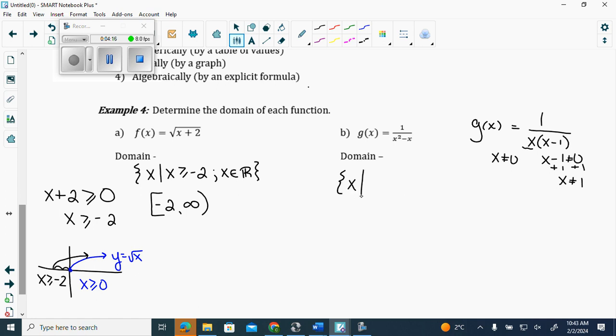I do x such that it just can't be those. So I say x can't equal 0 and 1. So in set notation, we always start off with our restriction. It can't be this, and then everything else can be. So that's why we have to follow behind us. We say x can't be 0 and 1.